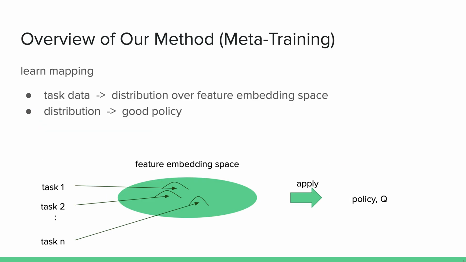I'll give an overview of our method. Our method considers an embedding space for task features and learns the relationship between task features and the policy beforehand. More concretely, in meta-training, it learns a mapping from task data to a distribution over the embedding space, and from the distribution to a good policy.